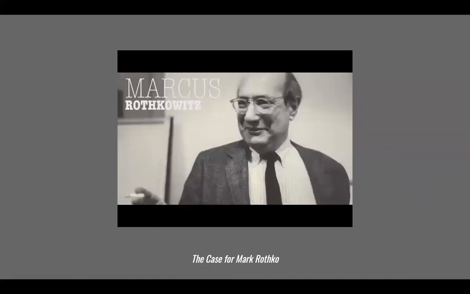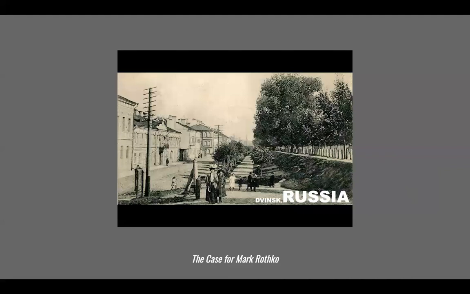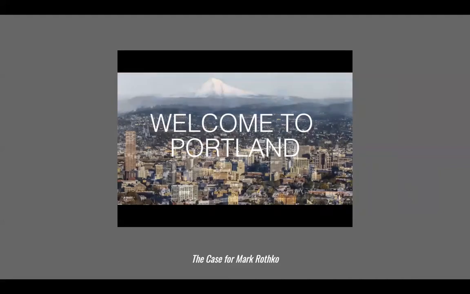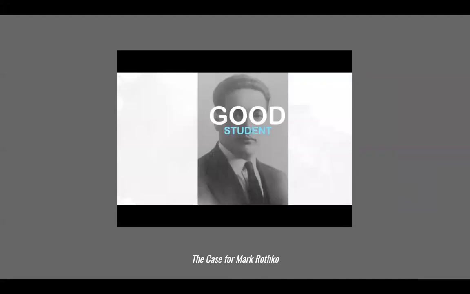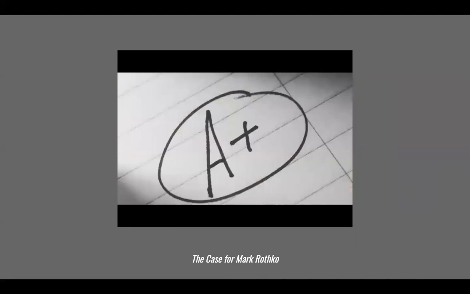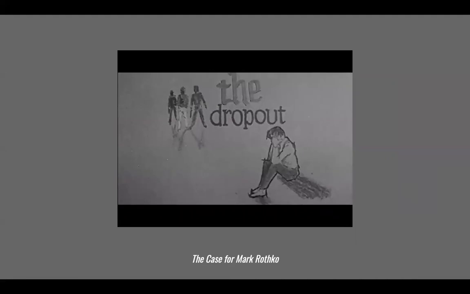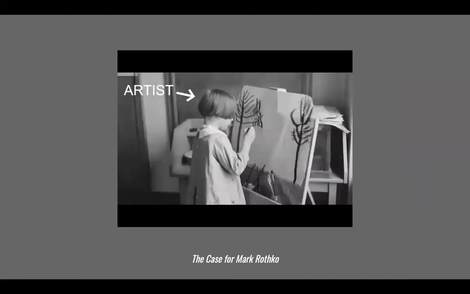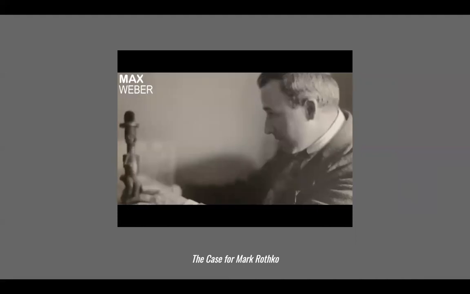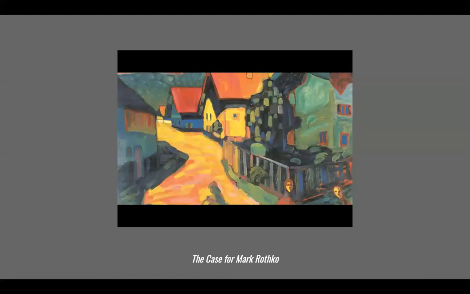Marcus Rothkowitz was born in 1903 to a Jewish family in Dvinsk, Russia. They immigrated to Portland, Oregon in 1913, but his father died just months after. Marcus was a good student and won a scholarship to Yale, where he did well and discovered his leftist political leanings, but he dropped out in his second year and moved to New York. It was there he set his mind to becoming an artist and studied at the Art Students League under Max Weber and learned about Cubism and Matisse and the German Expressionists.